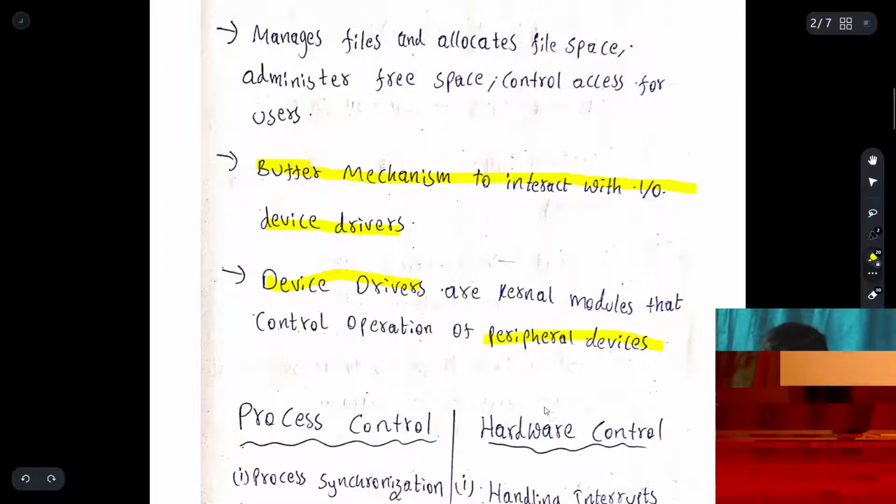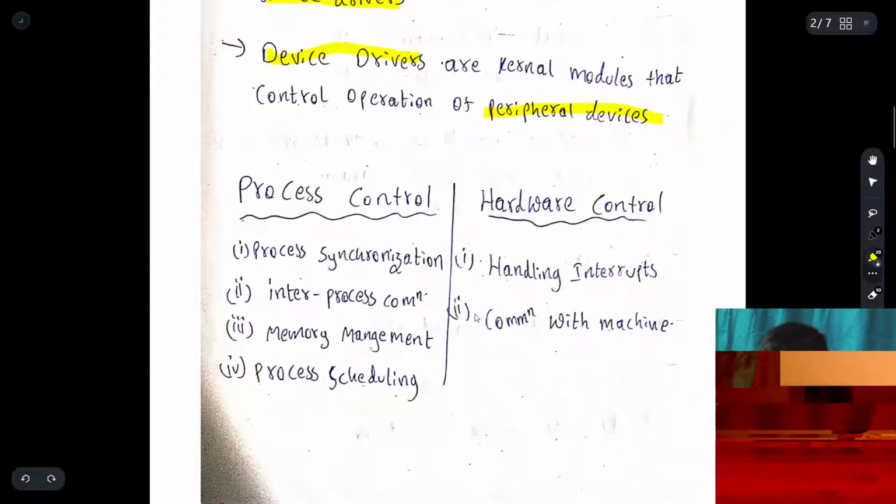So to complete a process we require more than two to three devices, right? So for all these devices we need some device drivers. All these device drivers are kernel modules that control the operation of peripheral devices. Here we have two types of subsystems: the process control subsystem and the hardware control subsystem.